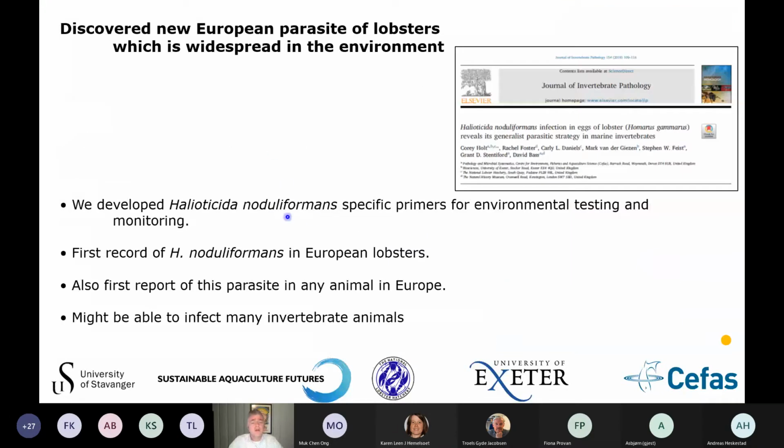When we then started developing diagnostic primers, the organism is called Halioticida noduliformis, and we took all the environmental samples that CEFAS had collected over the years, marine, freshwater and terrestrial samples, and we found this parasite almost everywhere. So this was an unknown parasite that was already present in Europe. It's the first record of this parasite in European lobsters, but actually also the first report of this parasite in any animal. Because it also infects abalone, it might be infecting many other organisms. This is one example. No one is monitoring, and we know what happens if we don't. The corona outbreak is the reason we now talk to computers. Increased monitoring is always important. There is a cost aspect, but if you are interested in certain organisms, it might be good to monitor even if the government says there is no need, because as you see here, this was a disease we didn't know was present in Europe.